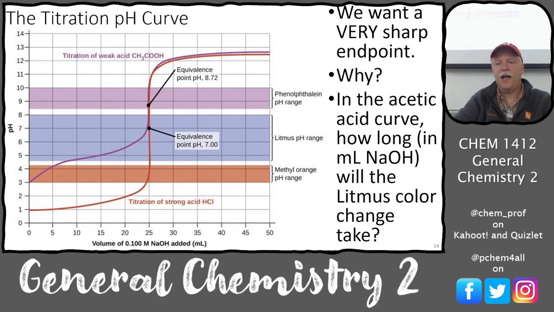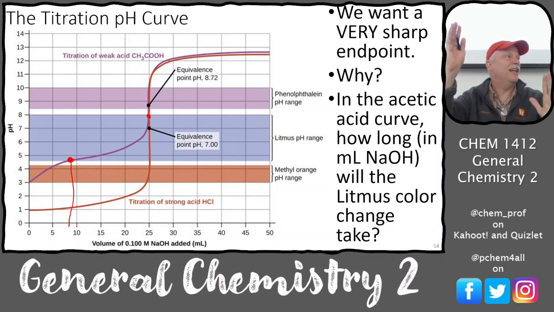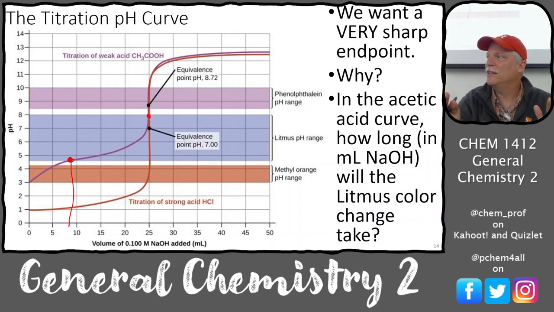Now, in the acetic acid curve, how many mils of sodium hydroxide will the litmus color change take? So it's going to start changing color here, and it's going to be finished changing color here. And so look at that. It starts changing color when you're dripping the burette around 9 mils, you start to see a color change. And then it finally finishes changing at 25. That's ridiculous. That would not be a good indicator for acetic acid.